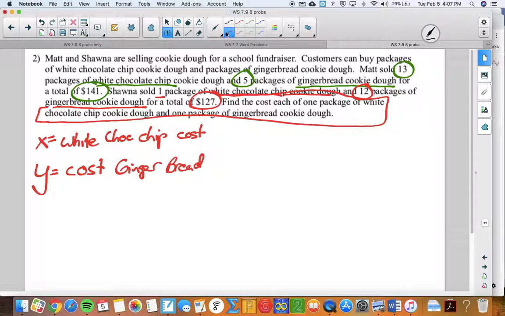Let's try to build an equation. So Matt sold 13 of the white chocolate chips. So that'd be 13 times X to give me the total amount that he sold worth of white chocolate chip. He also sold 5 gingerbread. So I'd take 5 times the cost of the gingerbread Y. And that would tell me the total dollar amount that he sold, which they tell us is $141. So that equals $141.